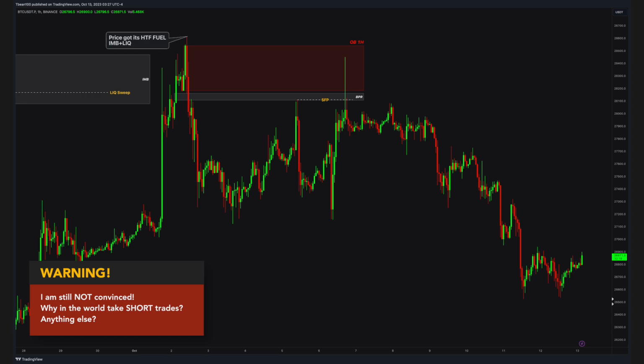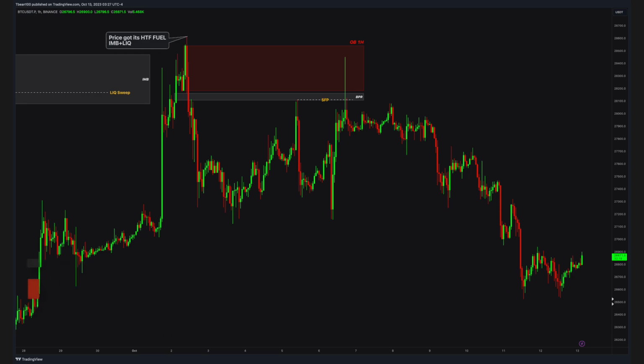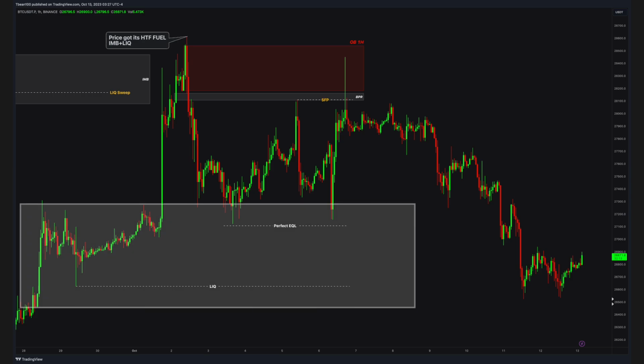Do you think these are enough reasons to take shorts? No, not at all. I need more reasons. I sometimes combine more than 10 concepts together to take a single action. First of all, check this perfect equal lows here, one of the finest you can see on the charts. And there is a deeper liquidity point below with a very tight parabolic area, which I like a lot to take out. All that combined with the imbalance.